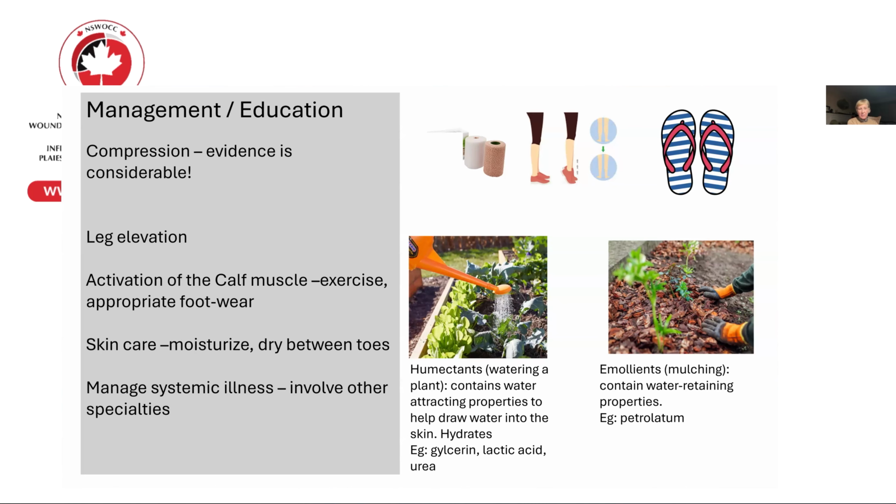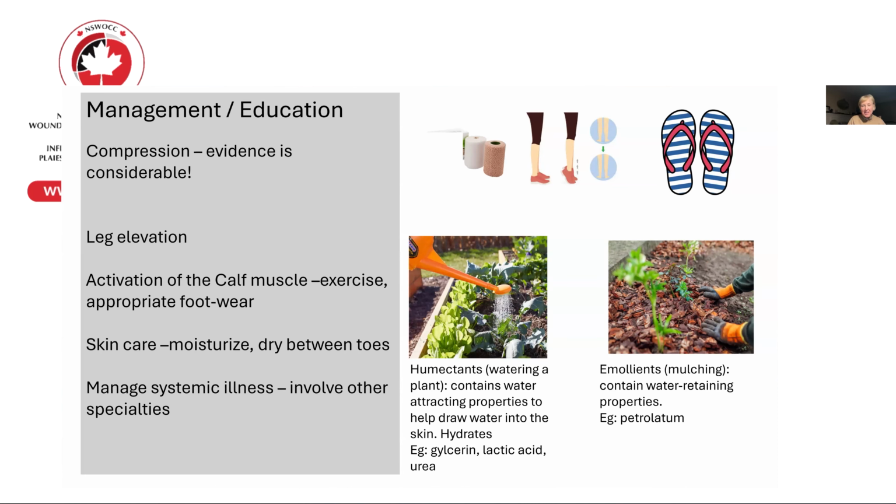Skincare, moisturization, and we were talking before about drying between the toes. And moisturization is an important part to prevent infection and nourish the skin, and of course, manage systemic illness. The other picture at the top is shoes. So patients need to be instructed, reminded, that you have to have a good shoe to heel-toe walk and get that proper activation of the calf muscles. So education regarding shoes. I often see patients coming in to me after a hot summer in September complaining that they've got swelling in their extremities and they're wearing flip-flops.